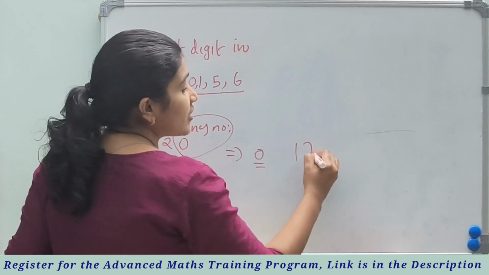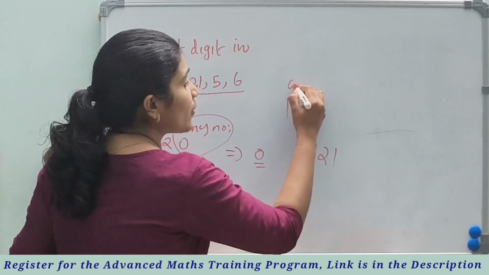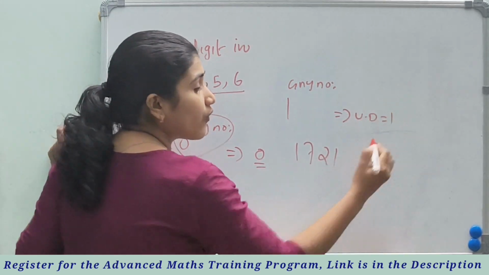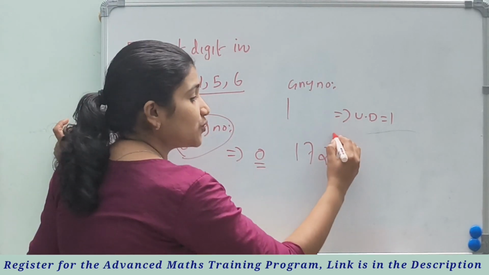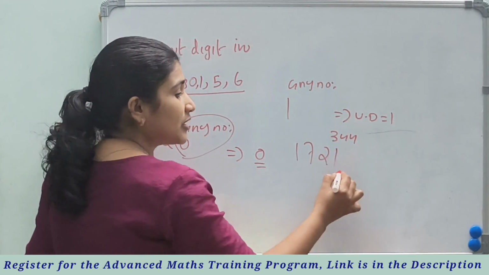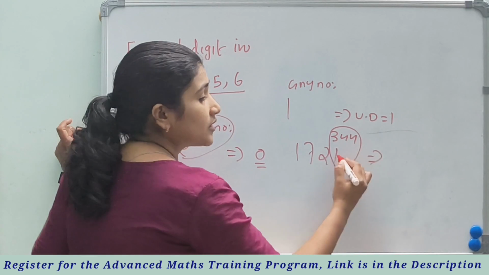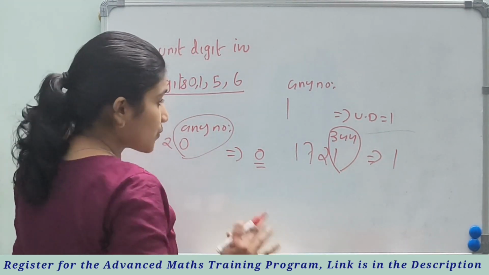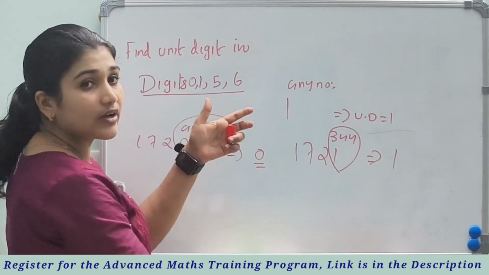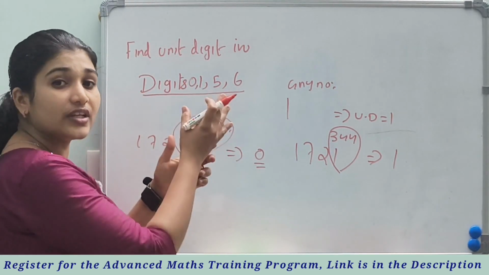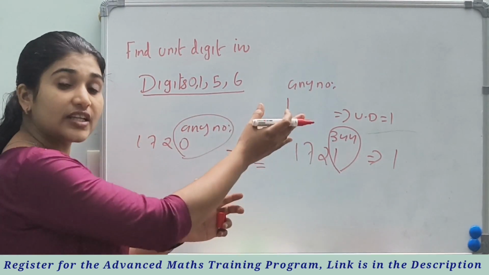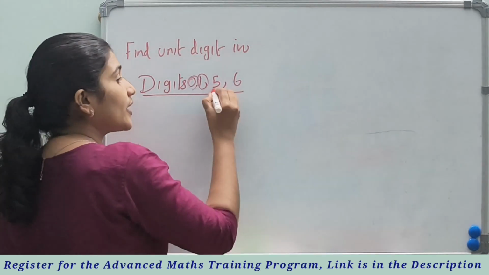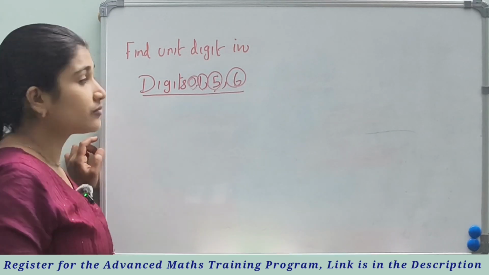Same way 1721. 1 raised to any number, unit digit is 1. So 1721 raised to 344 means 1 raised to 344, unit digit is 1. So 0 and 1 are fixed. 0 raised to any number, unit digit is 0. 1 raised to any number, unit digit is 1. 0 and 1 over.